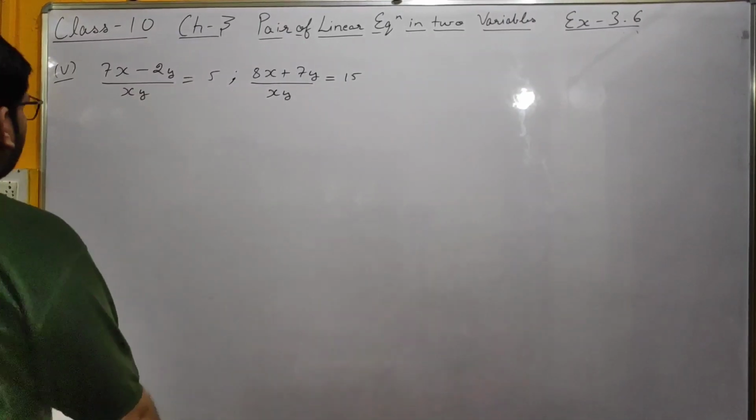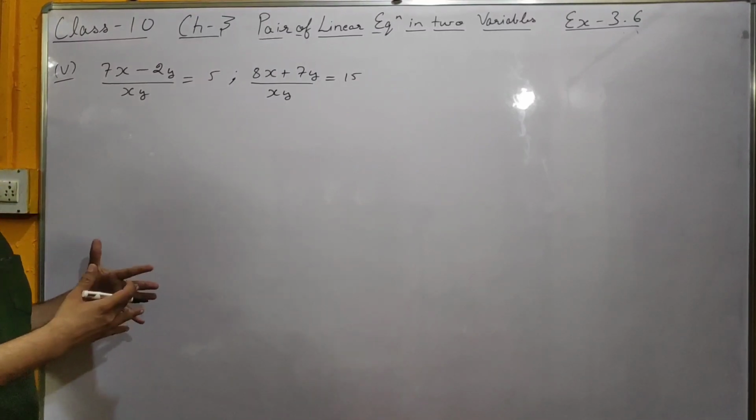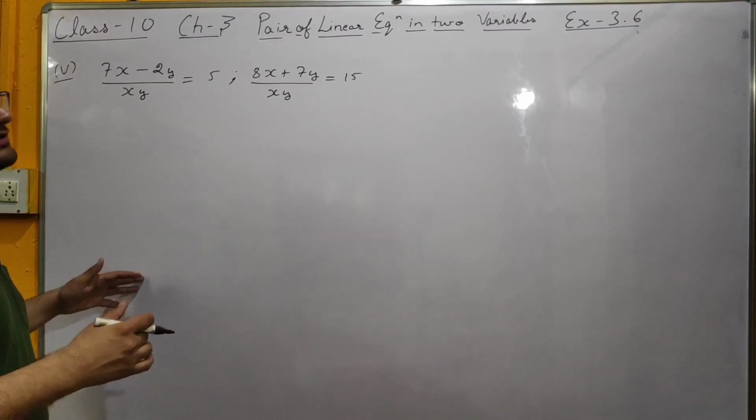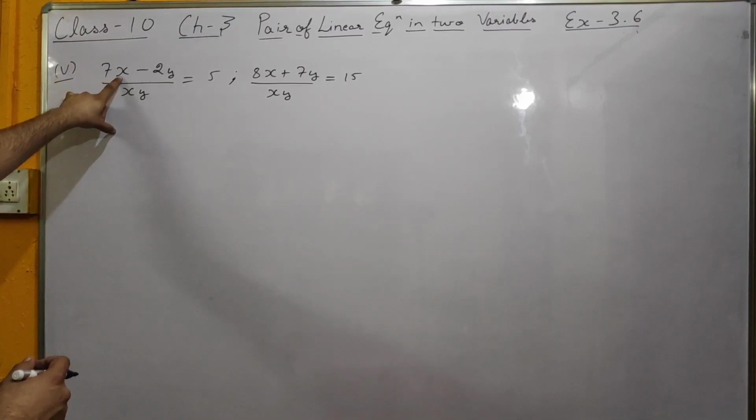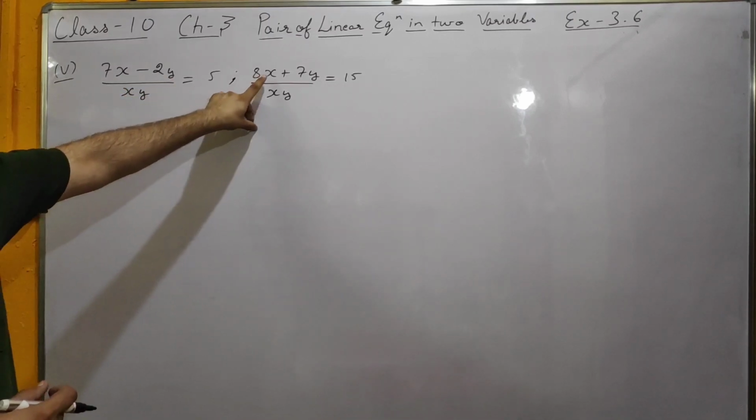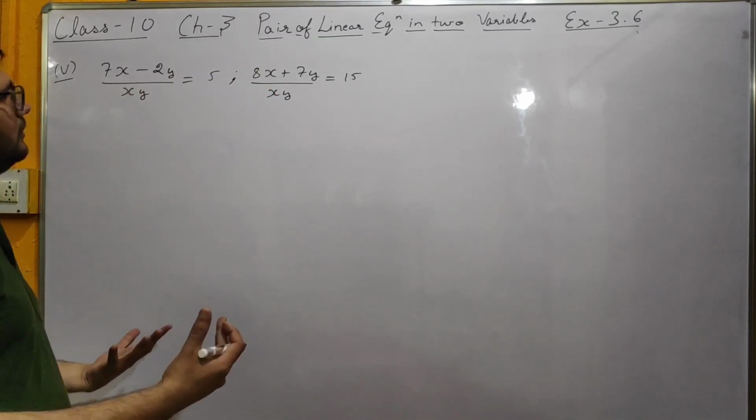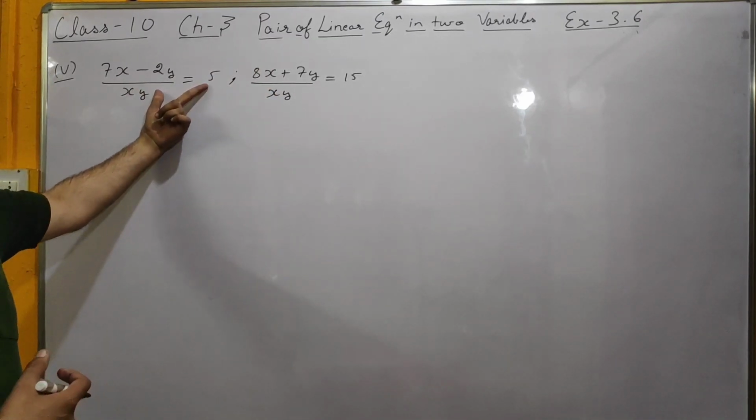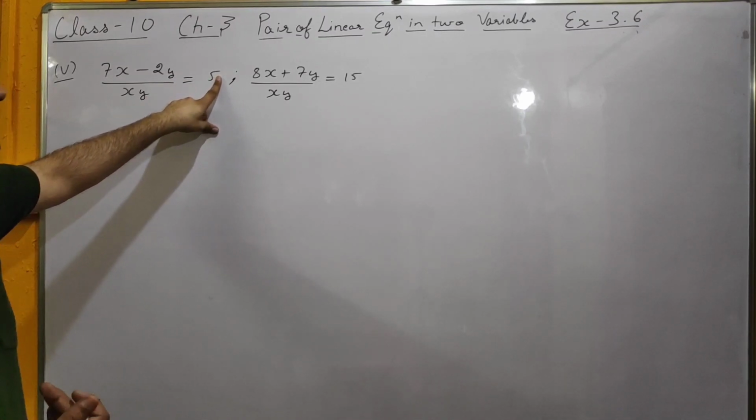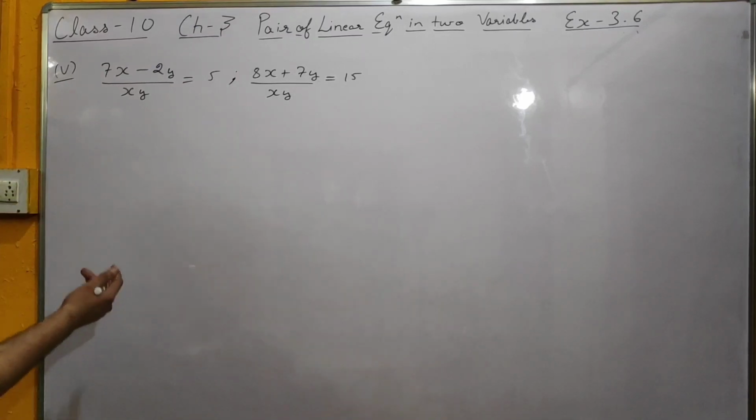Fifth part. See, in fifth and sixth part, I'll help you in making the equations, and then afterwards you can solve them. Now let's see fifth part. It is given 7x minus 2y by xy. Okay, and here it is 8x plus 7y upon xy. Now, if we will cross multiply them, xy will come over here. Again, then there will be problem. So it's better to split it here only in such a way.